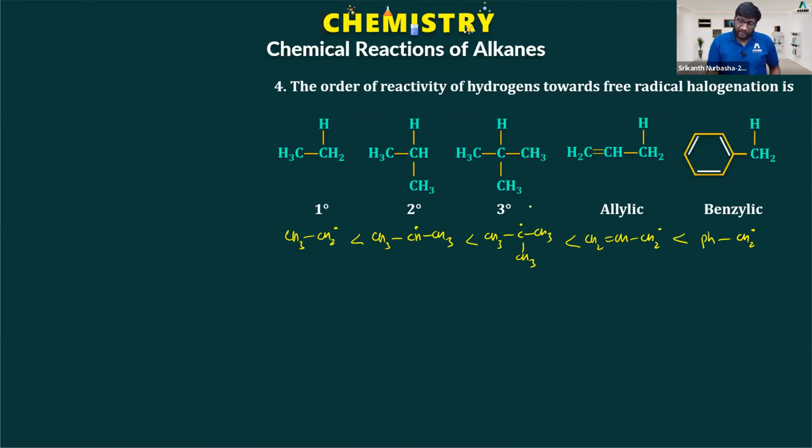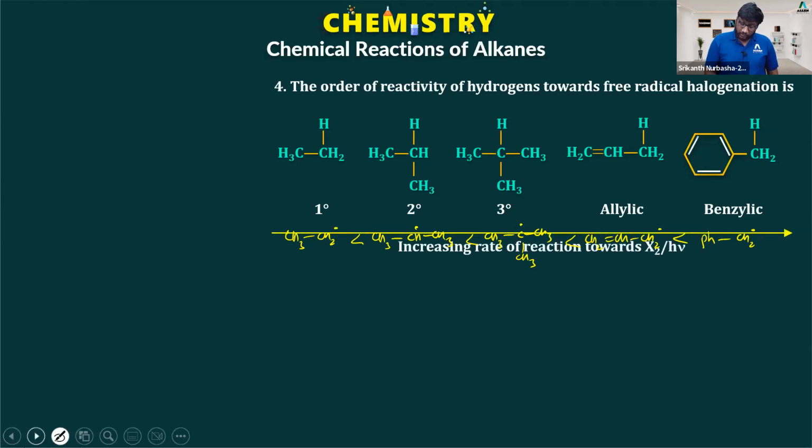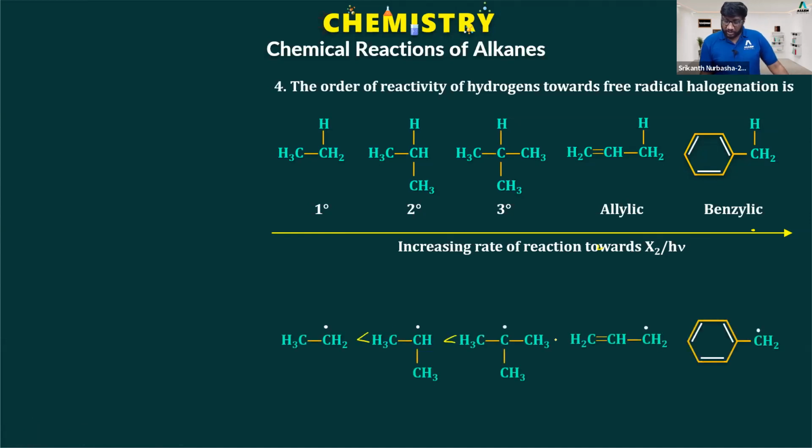Benzylic, then allylic, then tertiary, then secondary, then primary. Yes or no? Your order is already given. So the rate of reactivity towards halogen in the presence of sunlight increases in this order, because this is the order of stability.